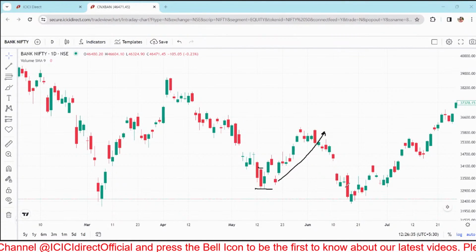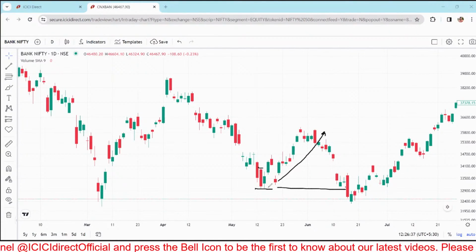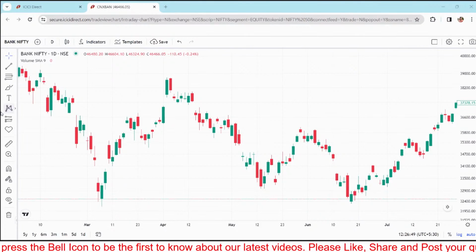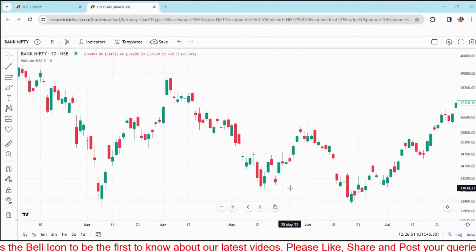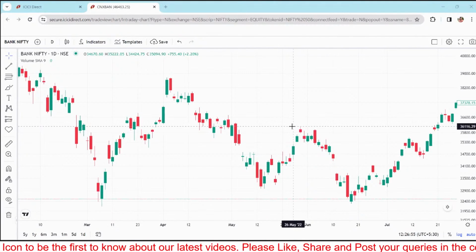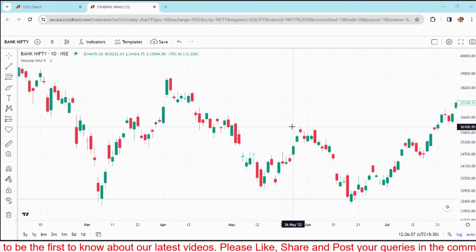Here, that Harami was negated because we had a close below that low. So that's a different thing. But if you see from here, after a downtrend, we could have easily captured somewhere around, let me see how many points one would have captured. Obviously, you cannot capture the exact point, but this low is 33,000 and this high is 36,000. So somewhere around 1,000 points would easily have been captured if you had been a trader.